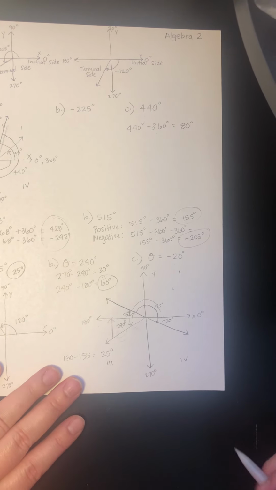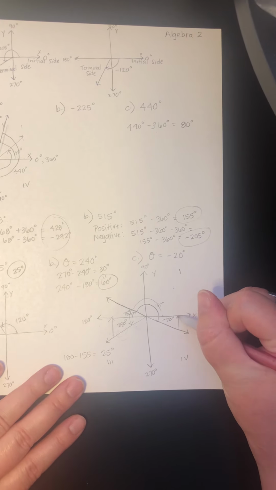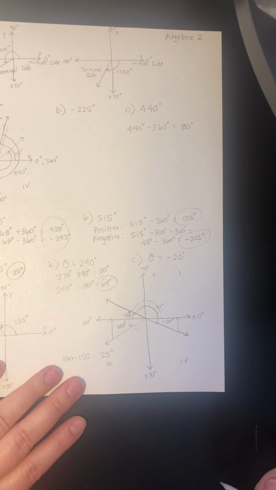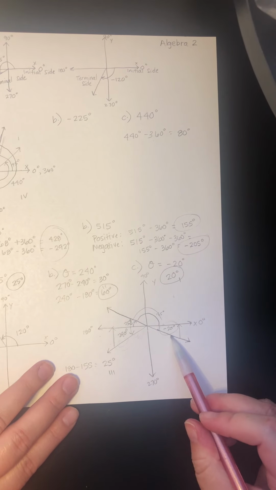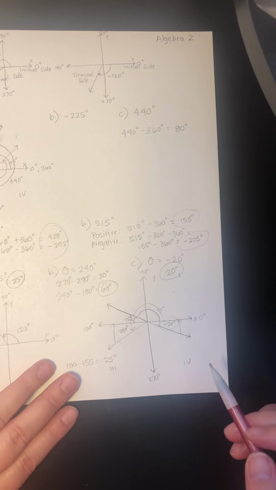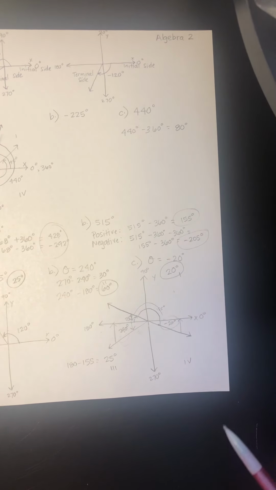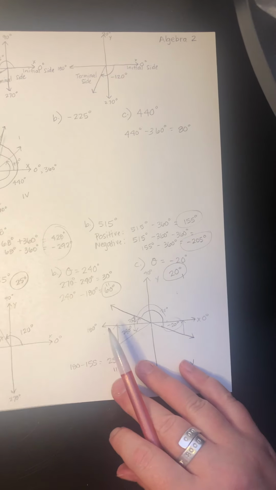Our reference angle always has to go back to the x-axis. So our reference angle is just going to be 20 degrees. We don't have to worry about finding the difference between this angle and 270 degrees because our reference angle always goes back to the x-axis.